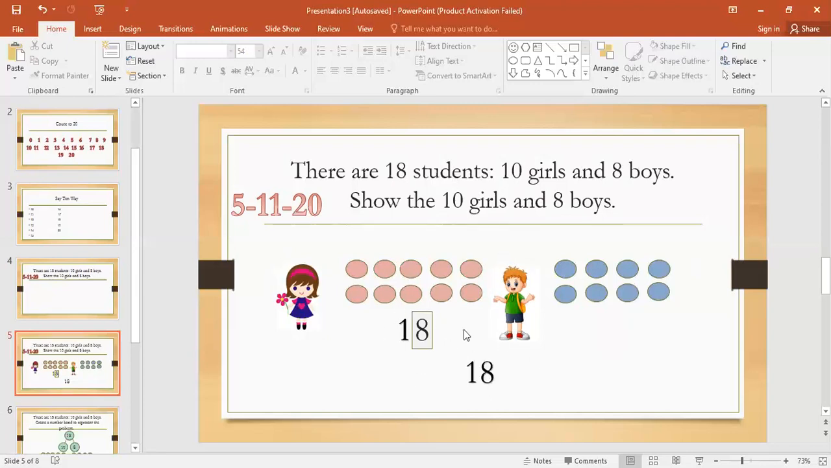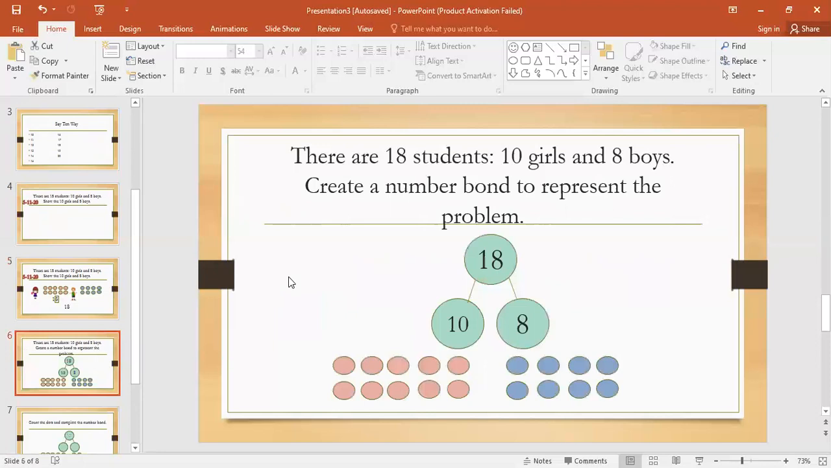So that means 18 is broken up into 10 ones and 8 ones. So that means, what are my 2 parts for the number 18? 10 and 8. 18 can be broken up into 10 and 8. Please repeat that with me. 18 can be broken up into 10 and 8. So that's what we are going to work on today, creating our number bonds.